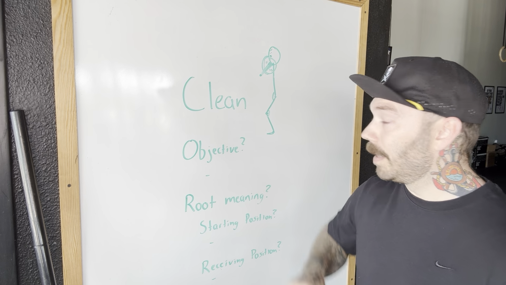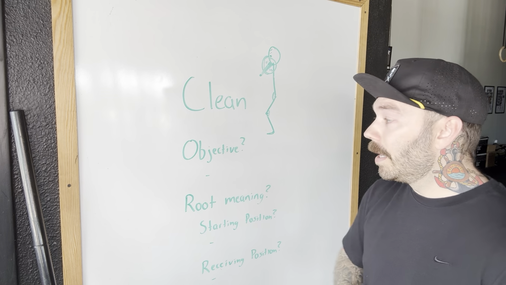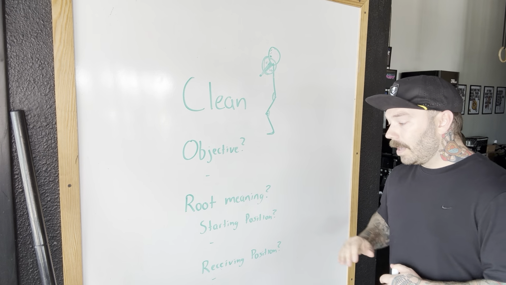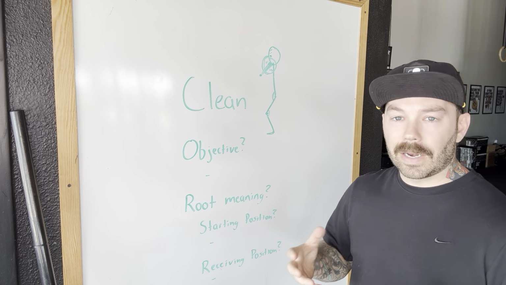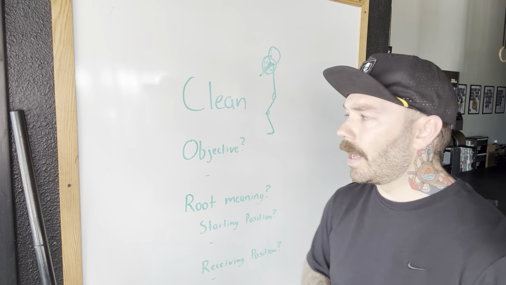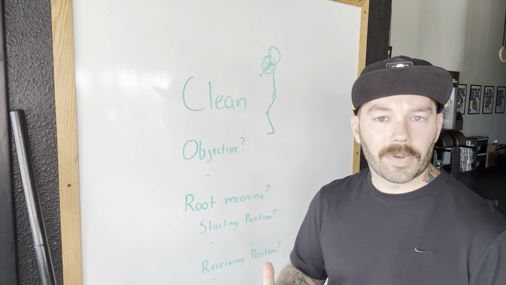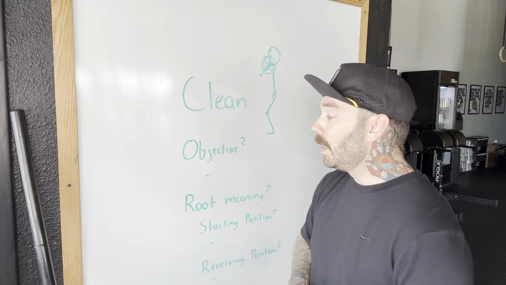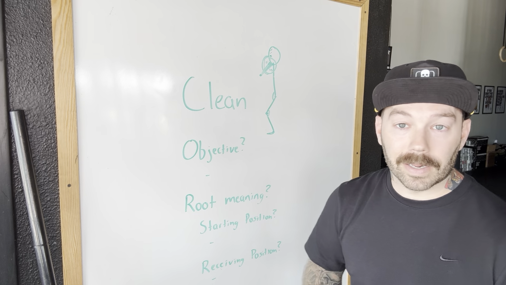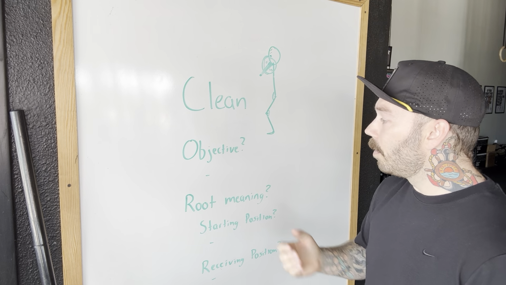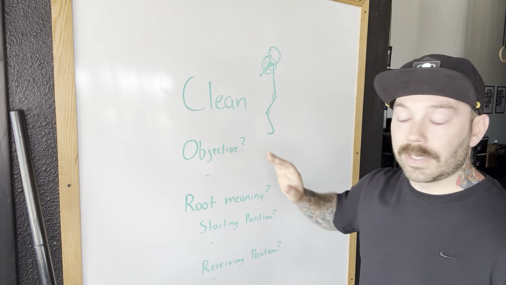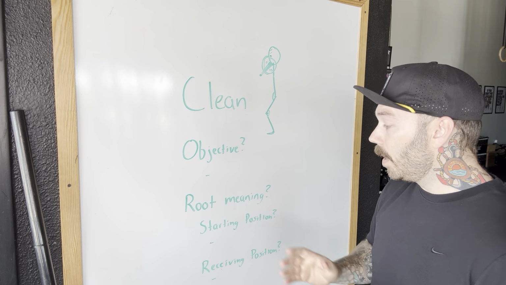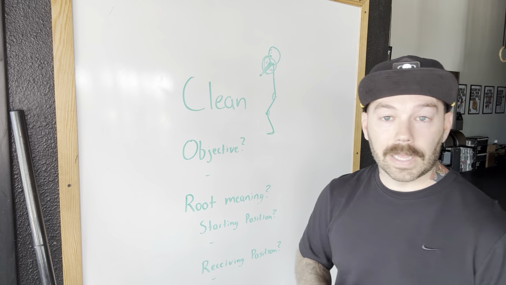You know, when it comes to the clean, for example, we're gonna break that down. We're gonna talk about what's the objective of the clean, with the word itself, what's the root meaning, starting position, receiving position, and then what modifiers we might add to that in the programming side of things to change the movement up. So first off, the clean by itself. It is one of the two Olympic lifts. The clean and jerk technically is the Olympic lift, but also along with the snatch. The objective in the clean itself is just to get the bar from the ground to the shoulder. Super simple. Any way you get that done, it's all considered part of the clean family.